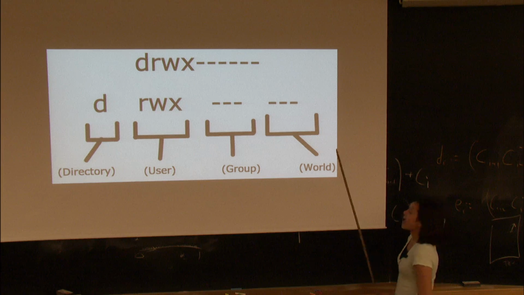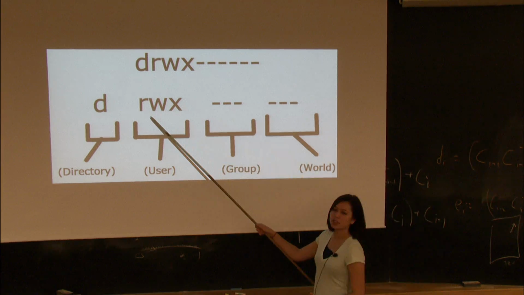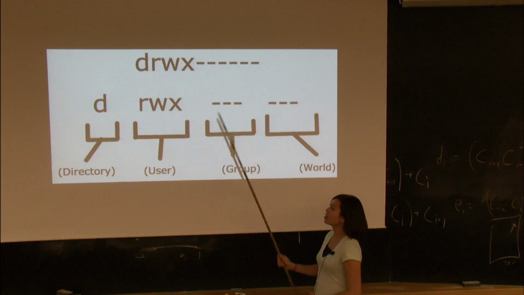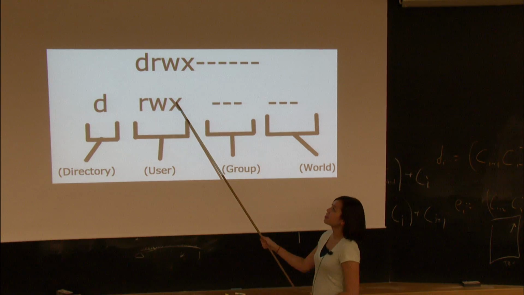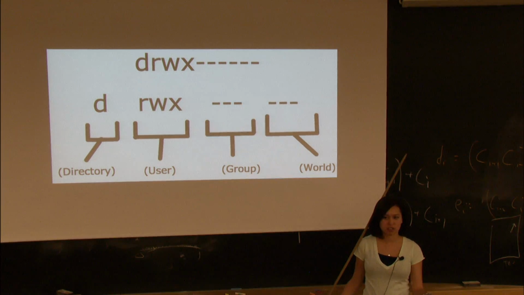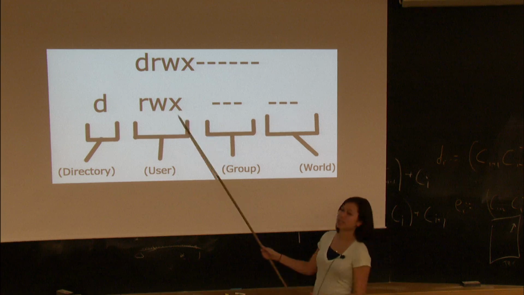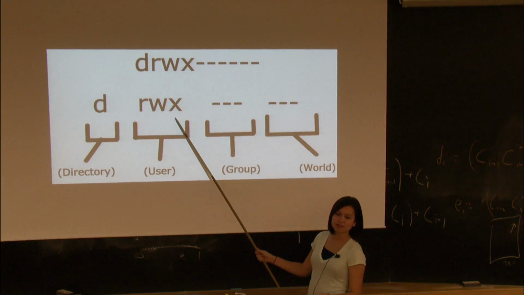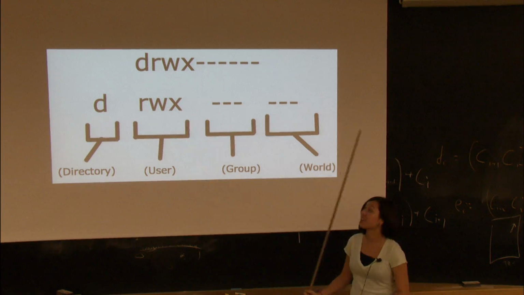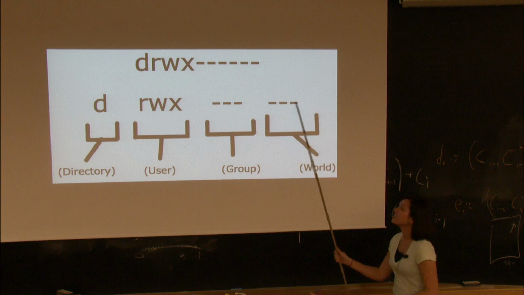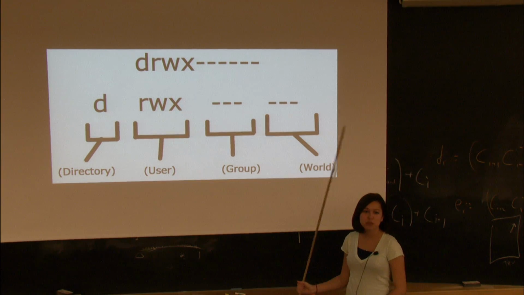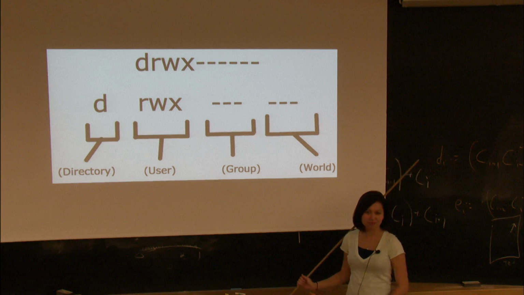Remember those numbers: R is 4, W is 2, X is 1, right? If you sum these up, that gives you that first number that we might input in our chmod. So in this case, what would this number be? It'd be 4 plus 2 plus 1, which is a 7, right? And in this case, these don't have anything. So this right here would translate to a chmod 700, okay?